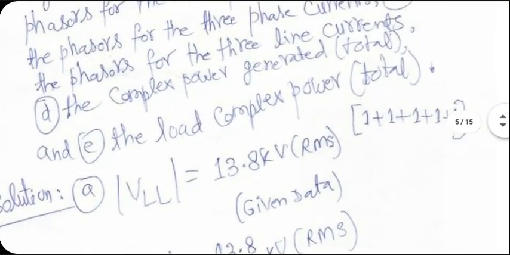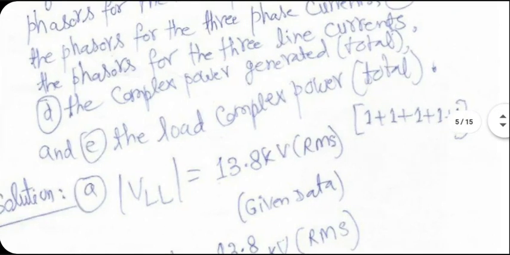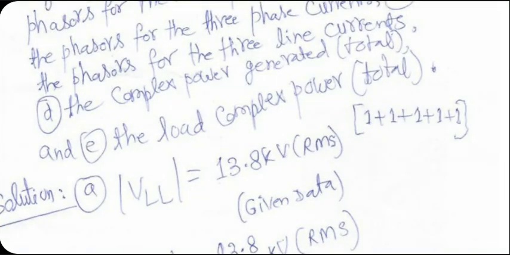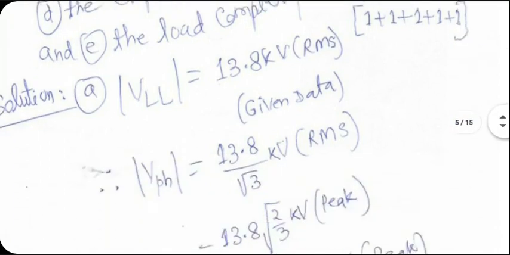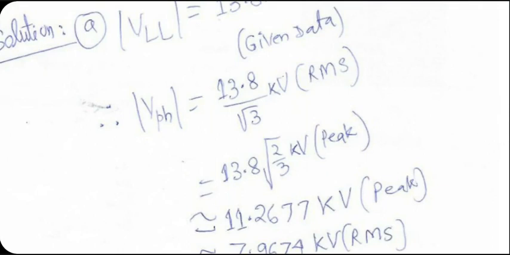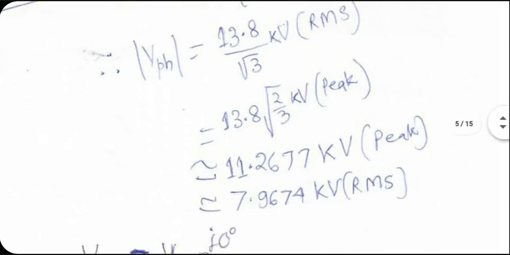Let's see. Magnitude of VLL, line to line voltage is 13.8 kilovolts. So obviously magnitude of phase voltage will be 13.8 kilovolt divided by square root of 3. And we are continuing with RMS values throughout. In peak, of course, you will have to multiply this answer by square root of 2. So in peak terms, the phase voltage is 11.2677 kilovolt. In RMS, it is 7.9674 kilovolt.